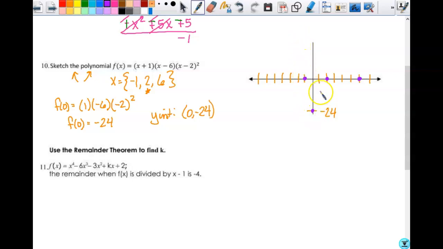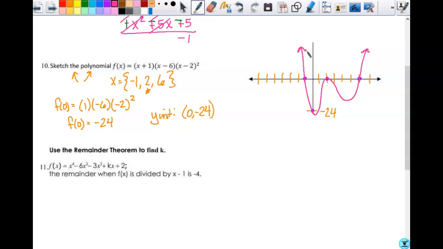I have to go back up at 2. I'm going to bounce and come back down, and then I go up in the end like that. So here's what it's going to look like. Start up here, come down, hit that negative 24, go back up, bounce, back down, and back up. So then I can double check my end behavior, double check my zeros, my bounces, my y-intercept, all that good kind of stuff. Okay, there we go.